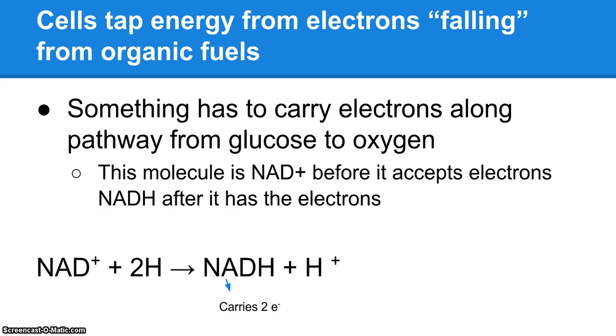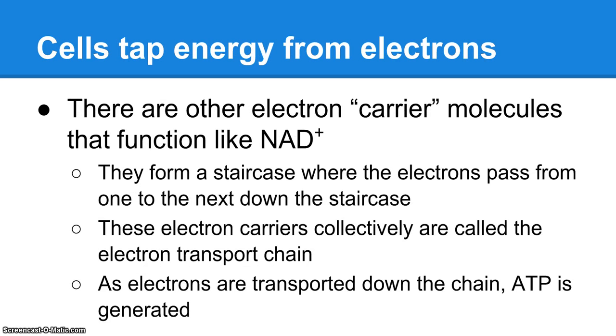Okay. Something has to carry the electrons along the pathway from glucose to oxygen. This molecule is called NAD+ before it accepts electrons, and NADH after it has the electrons. So, if we look at this though, NAD+ has 2 hydrogen electrons available for it, and it'll carry those 2 electrons. There are other electron carrier molecules available like NAD+. They form a staircase where the electrons pass from one to the next down the staircase. These electron carriers collectively are called the electron transport chain. So we're going to go down the staircase, which is going to help create our ATP, because we're getting that momentum of going down that staircase through the carrier molecules.